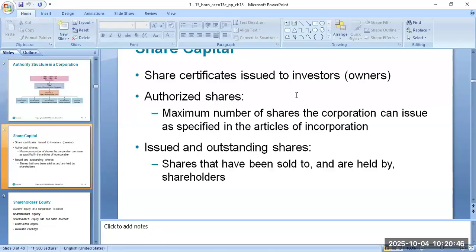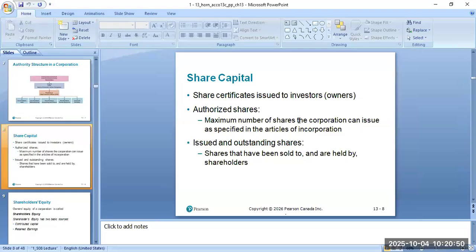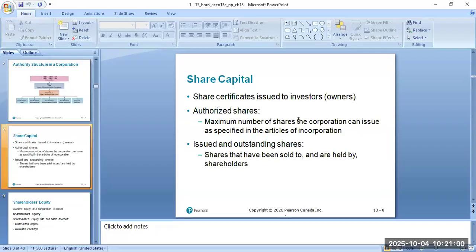Now, what is share capital? Share capital certifies who the investors or who the owners are. We're going to have, in the articles of incorporation, it is going to say this.